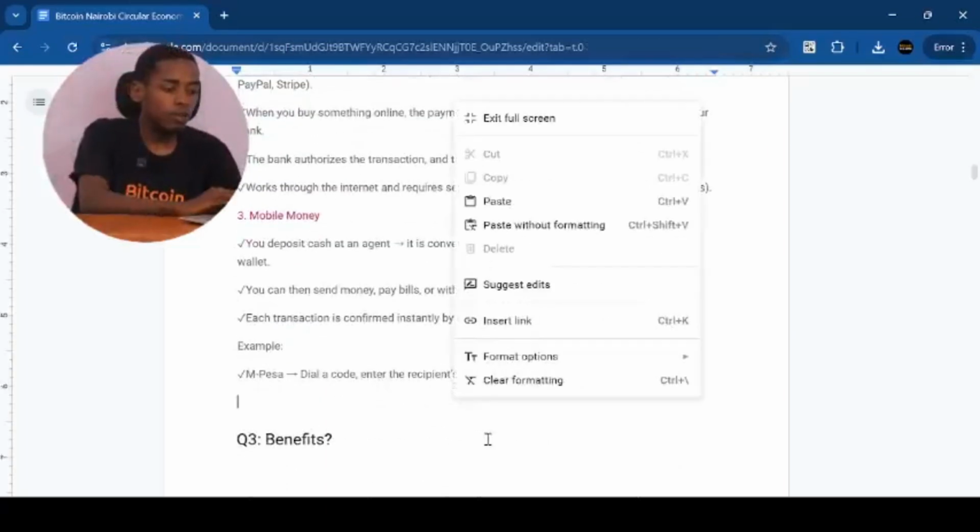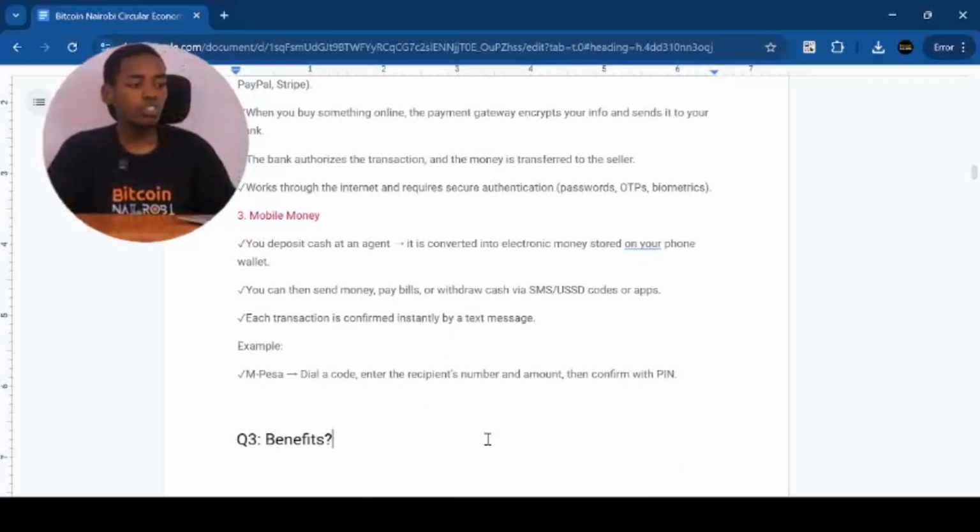So let us now go into mobile money. How does mobile money work? You deposit cash at an agent. It is converted into electronic money, which is stored in your phone wallet. You can send money, pay bills, or withdraw cash via SMS, USSD code, or apps. Each transaction is confirmed instantly by a text message. Example, M-PESA: you dial a code, enter the recipient number and amount, then confirm with your PIN.